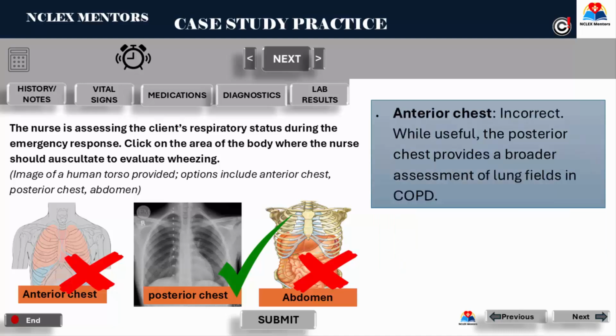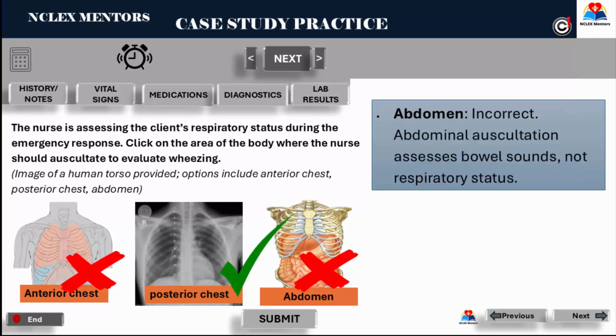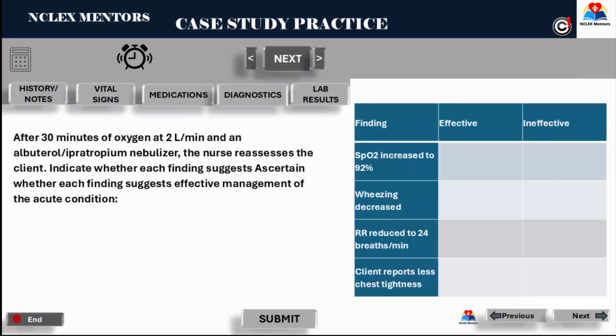Anterior chest. Incorrect. While you can hear upper airway sounds here, the posterior chest provides a more comprehensive assessment of lung fields, especially for COPD patients with lower lobe involvement. Abdomen. Incorrect. This is for assessing bowel sounds, not respiratory status. In patients with COPD exacerbations, the posterior chest is your best spot for detecting airflow issues like wheezing or crackles.